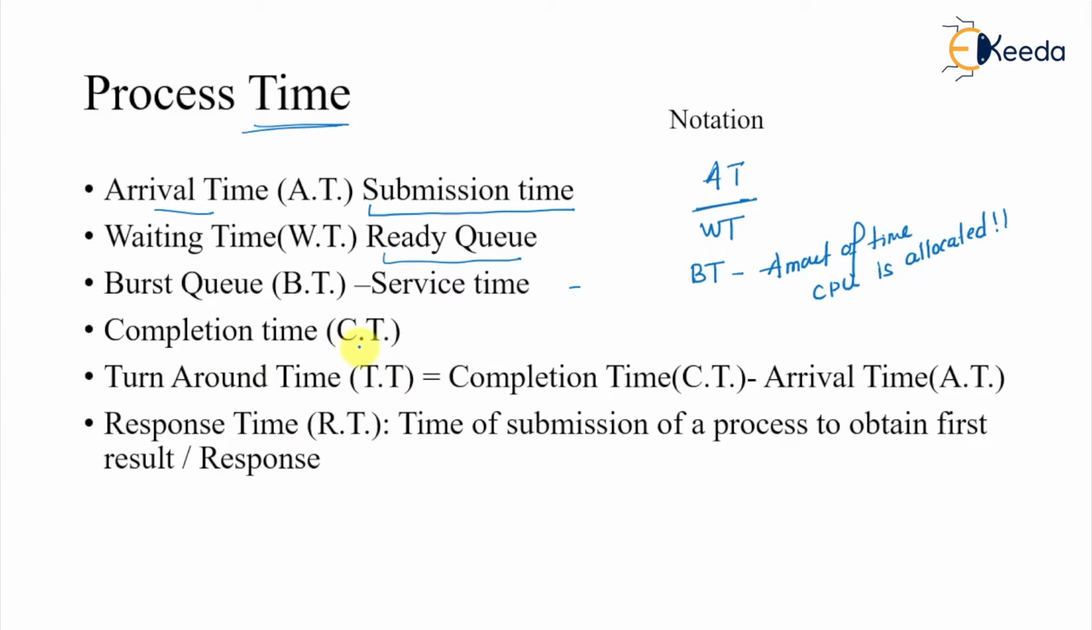Completion time is the time at which the job will be completed. Turnaround time is this completion time and the arrival time, and this is one of the very important aspects in the GATE examination. Completion time is the time when the process is completed, and completion time minus arrival time is your turnaround time. Response time is the time from submission of the process to obtaining the first response.